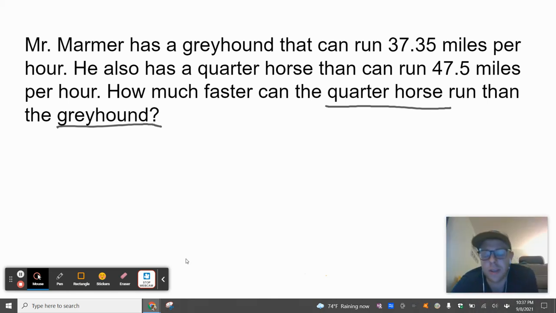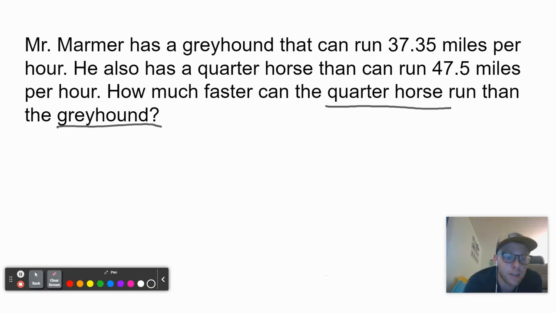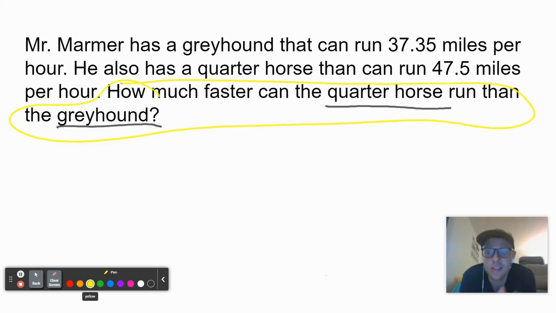It is really, really important that you pay attention to the order that the question is being asked. It doesn't say greyhound first, then the quarter horse. It says how much faster can the quarter horse run than the greyhound. Whatever word comes first, the identifier that comes first in my question, that is the number that I need to use first. And I'm going to say that one more time. When you get to your question, I'm talking about this part of my problem, not the whole thing, just the sentence that ends in the question mark.